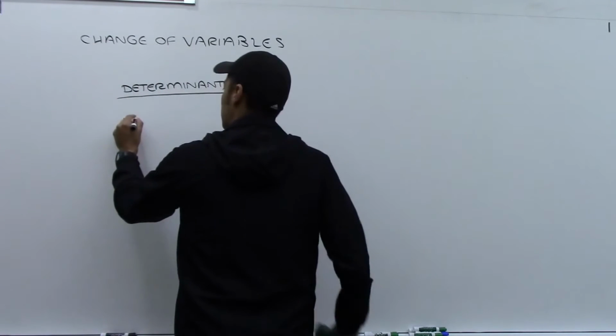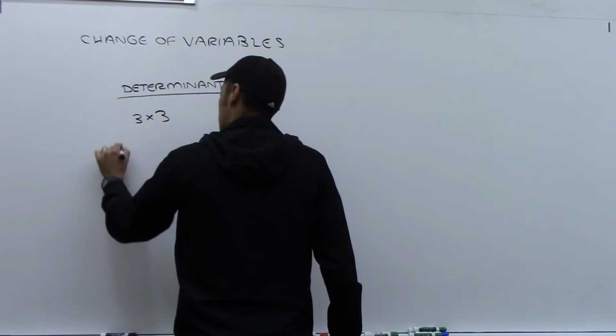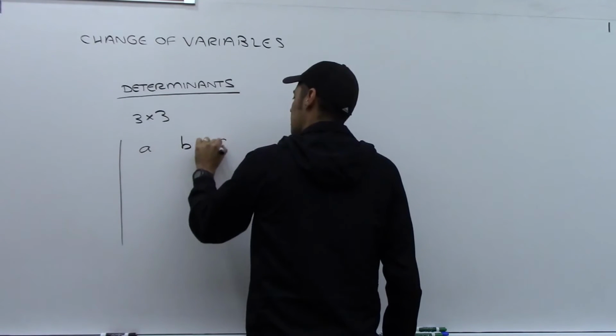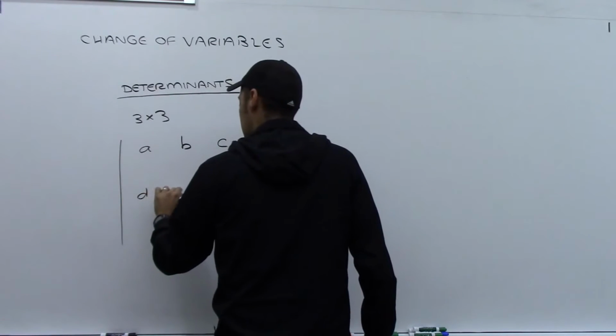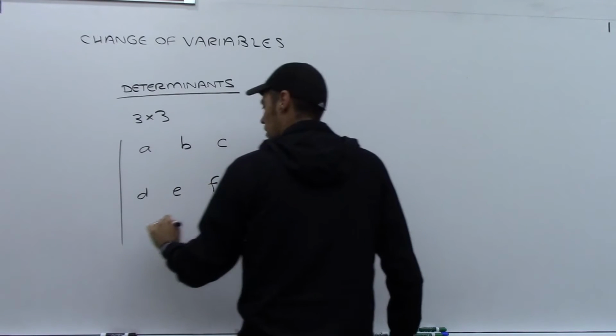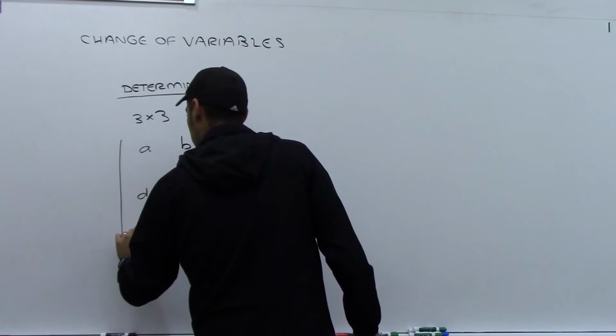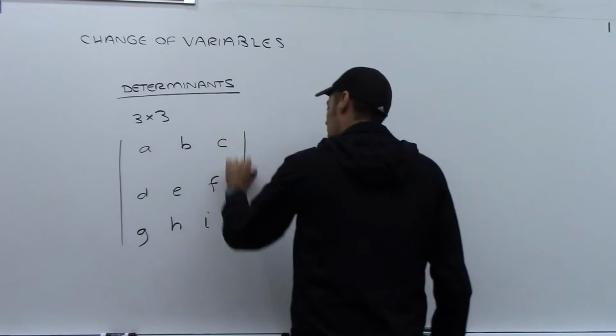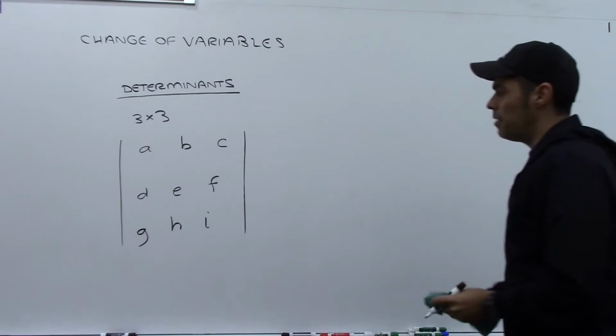A 3x3 matrix, we'll have to label this. Let's say it's A, B, C, D, E, F, G, H, I. How do we find the determinant of a 3 by 3?